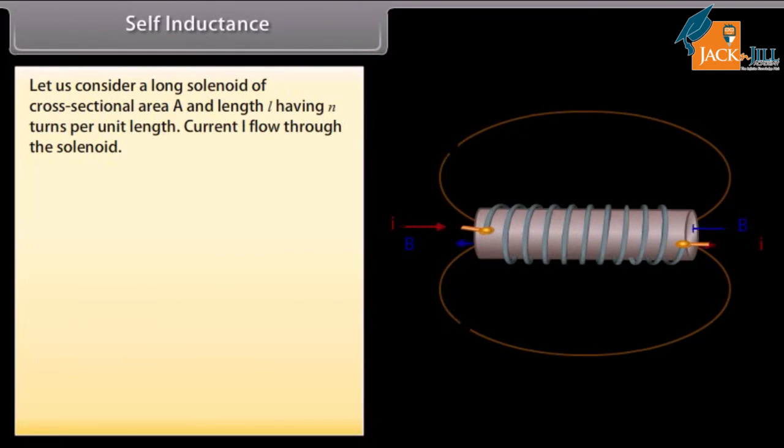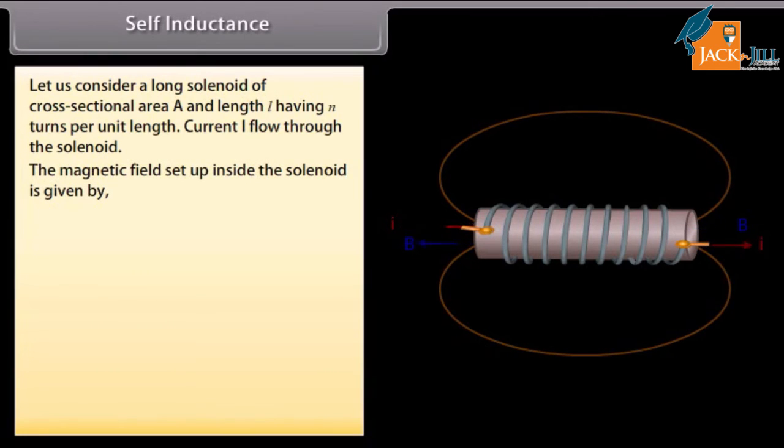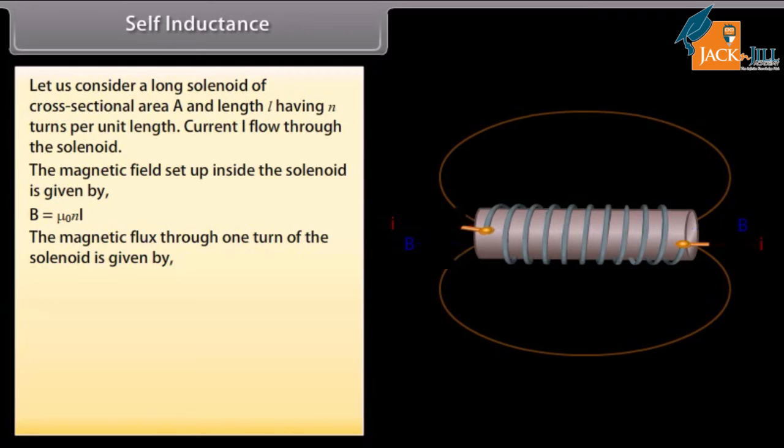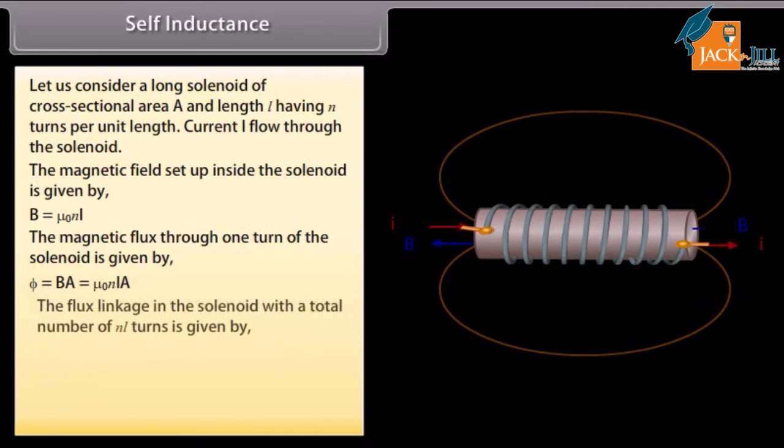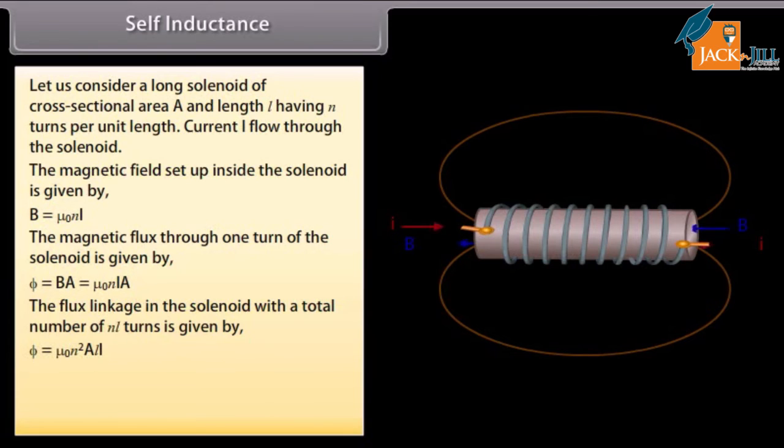Let us consider a long solenoid of cross-sectional area A and length L having N turns per unit length. Current I flows through the solenoid. The magnetic field set up inside the solenoid is given by the product of mu naught N and I. The magnetic flux through one turn of the solenoid is given by the product of mu naught N, I and A. The flux linkage in the solenoid with the total number of NL turns is given by mu naught N square ALI. Hence, the self-inductance of the solenoid is given by mu naught N square AL.